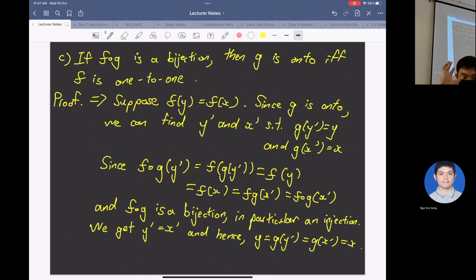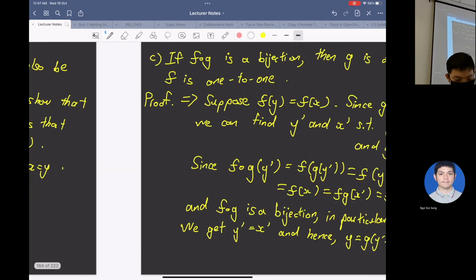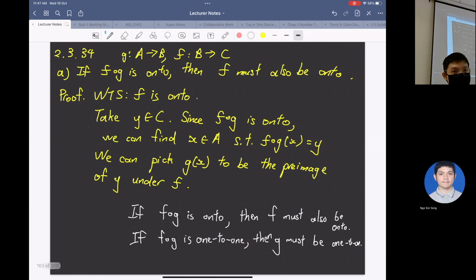Just figure out what you want to show, and then find the right candidate for onto, for example. Find the right pre-image. Only three steps: assumption, definition, find the right thing, and then definition.